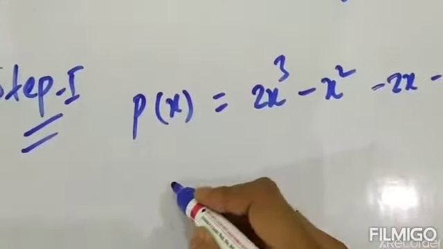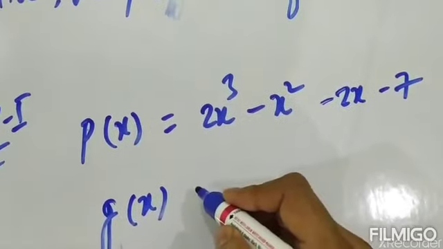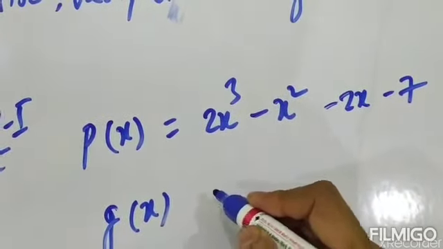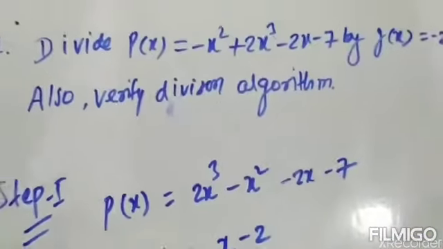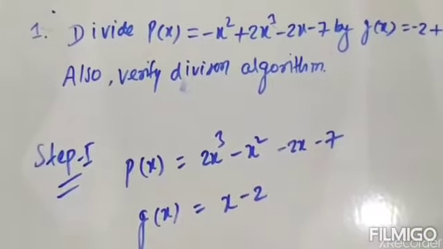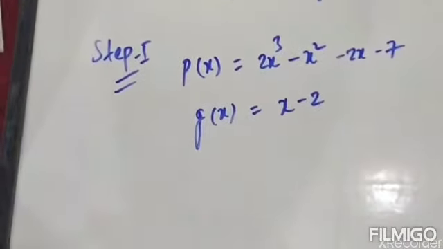Now G of x we can also write in descending order, in the form of standard form. So we are writing x minus 2. Now it's standard form. Now we are going to divide. Division, you already know how to divide by another polynomial.